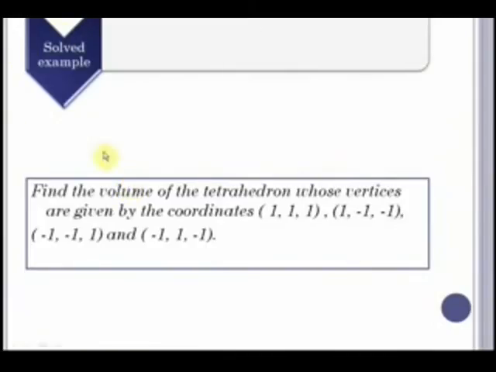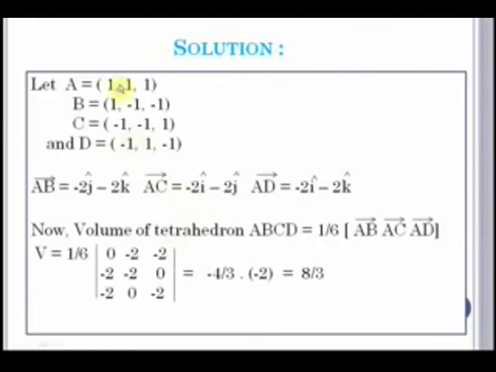Let's try to solve an example. Find the volume of a tetrahedron whose vertices are given by the coordinates (1, 1, 1), (1, -1, -1), (-1, -1, 1) and (-1, 1, -1). So in this problem we have to find the volume of a tetrahedron whose vertices have been given. Let us say that A is represented by the point (1, 1, 1), B by (1, -1, -1), C by the point (-1, -1, 1), and D by the point (-1, 1, -1).